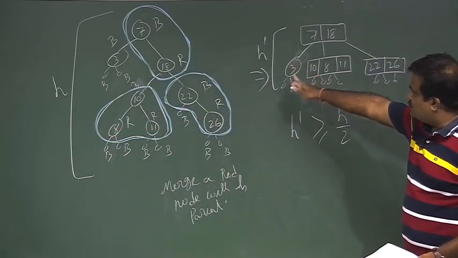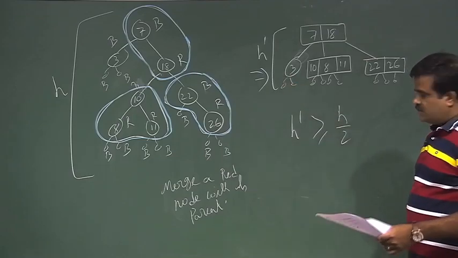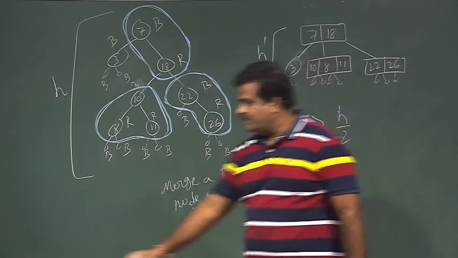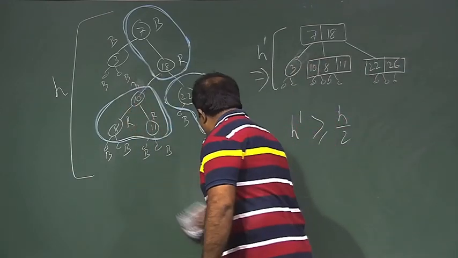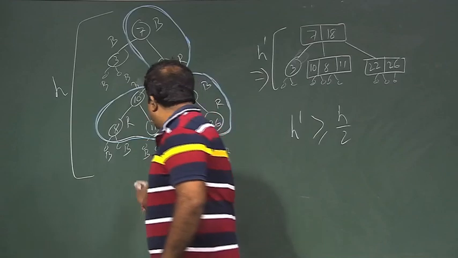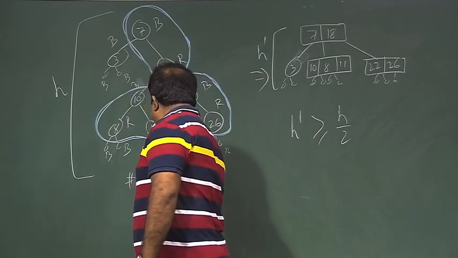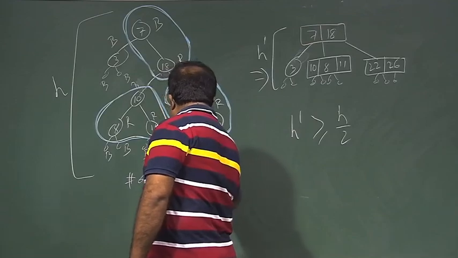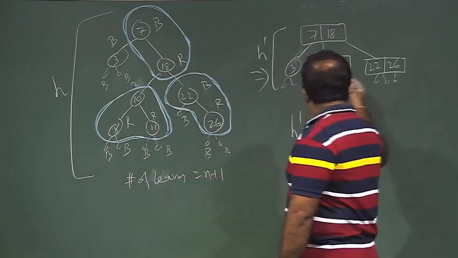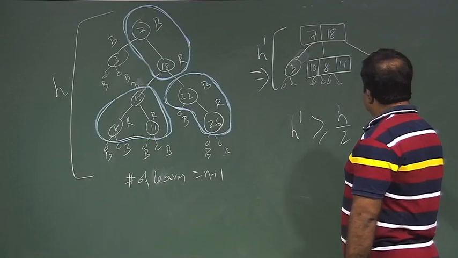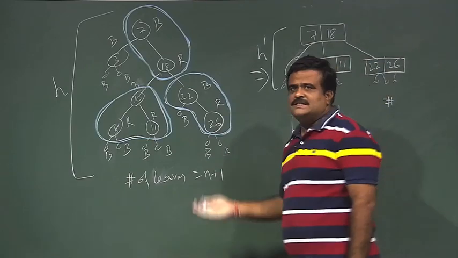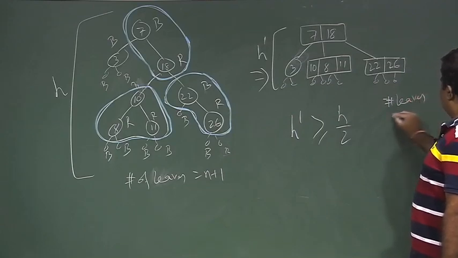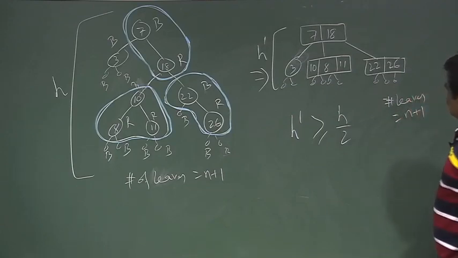So, this is the height of this tree, and this is the height of this tree. Now, what is the number of leaves in this tree? The number of leaves is basically n plus 1, and this is the same here also, because we are not merging the nils, because nils are black. So the number of leaves will be the same, n plus 1.